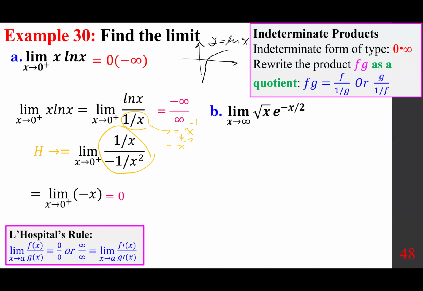Limit of square root of x times e to the power minus x over 2 as x approaches infinity. If you plug in, this becomes infinity. This becomes 0. So it's infinity times 0. Again, I'm going to quickly show you. So what you have is the product of this and e to the power of minus infinity divided by 2. This part is 1 over e to the power of infinity divided by 2, which is 0. Okay. Infinity times 0.